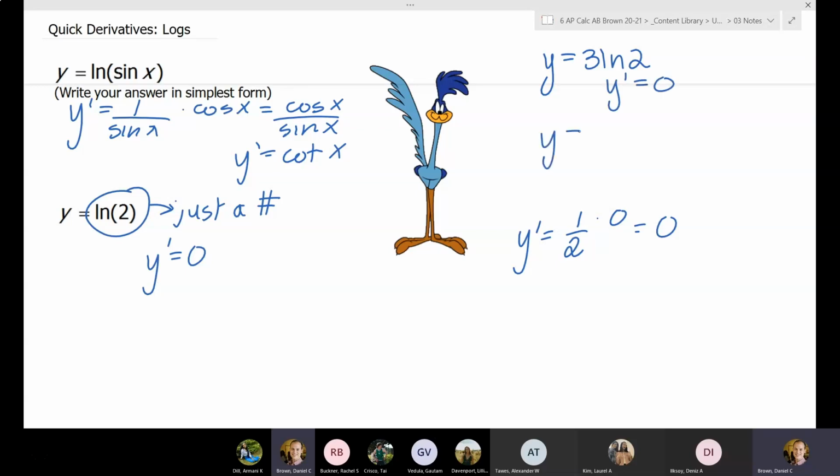But if you had, say, an x in front of it, then that natural log of 2 is actually acting like a coefficient. It's the same thing as saying take the derivative of 3x, which is just 3. So the derivative of this would just be the natural log of 2. Because you just want to think of that as a number, serving as a coefficient or a constant. Okay. Good question though.